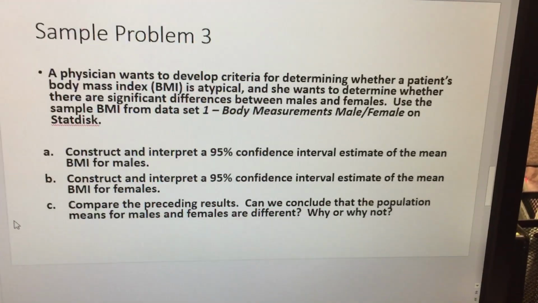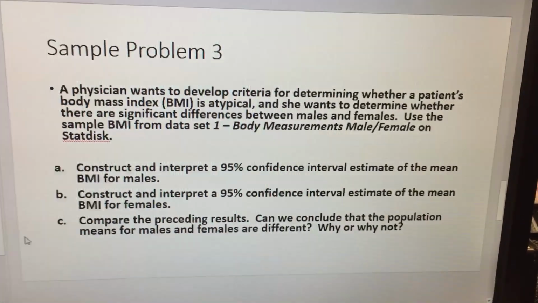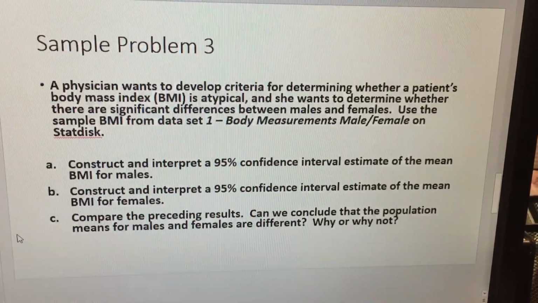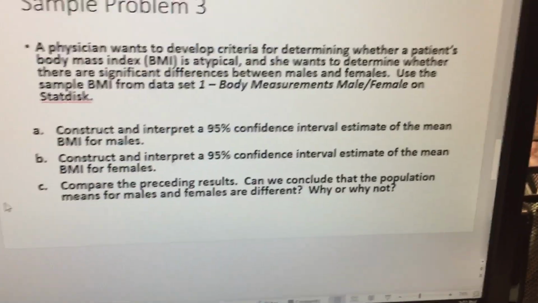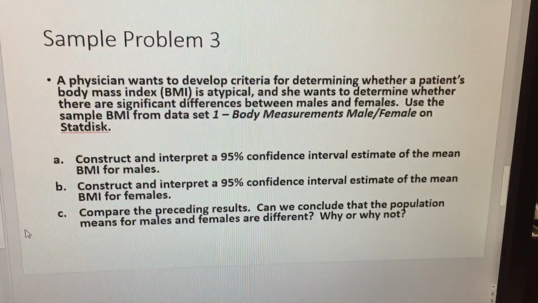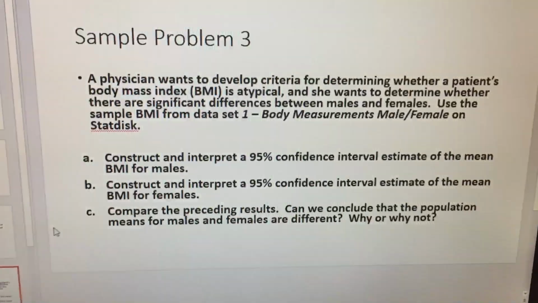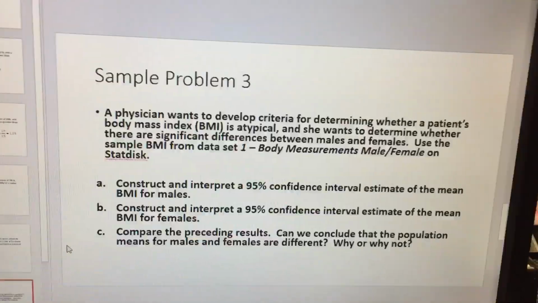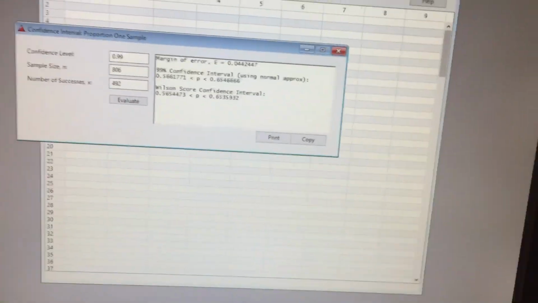Okay, and in part A, you're going to construct and interpret a 95% confidence interval estimate of the mean BMI for males, and then B for females. Part C, you'll compare the results. Okay, so let's start with part A for males. Constructing and interpreting a 95% confidence interval.